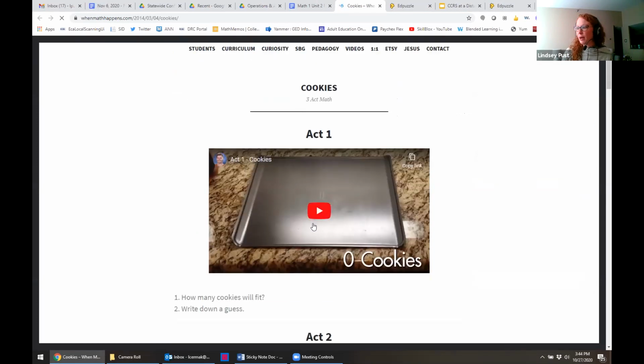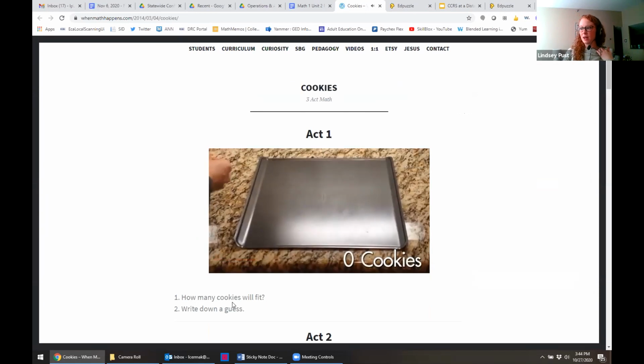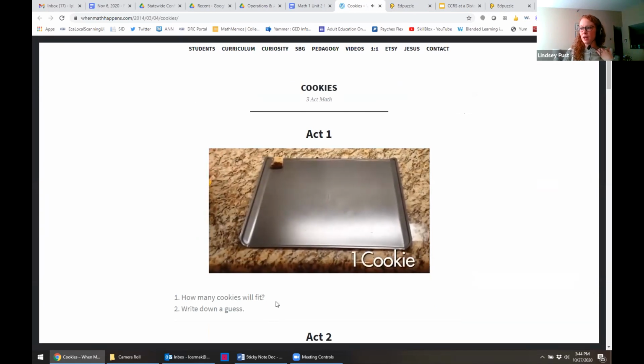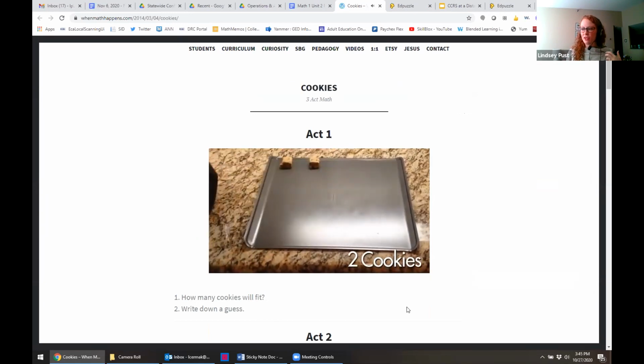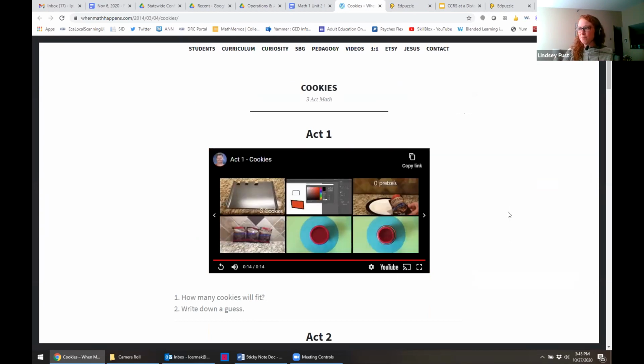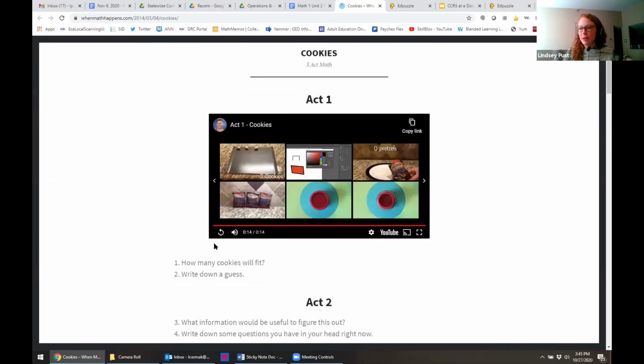Then when we come together, this is what I want to do, where we talk about a problem like this and thinking, okay, how many cookies are going to fit on this tray? And so now I'm bringing in some 3-act math videos. If you're not familiar with that, you can Google 3-act math, and there are so many different prompts, short clips of a prompt or some real life math scenario. And then it has you estimate things. How am I going to figure it out?